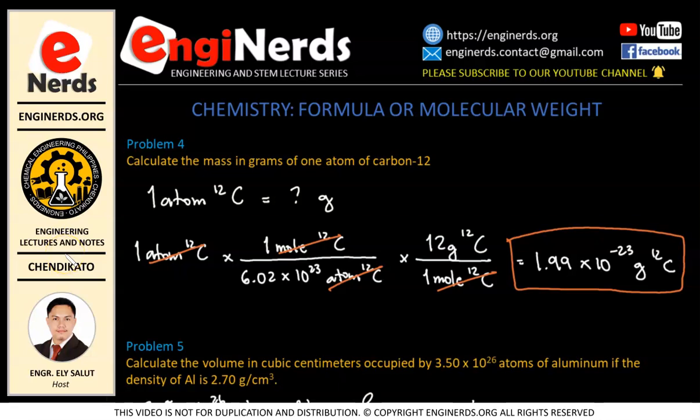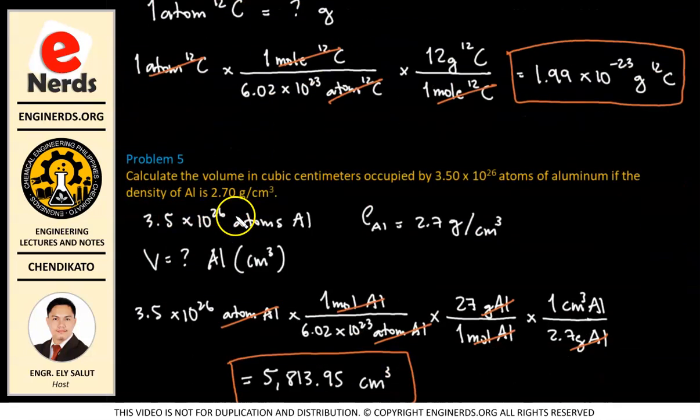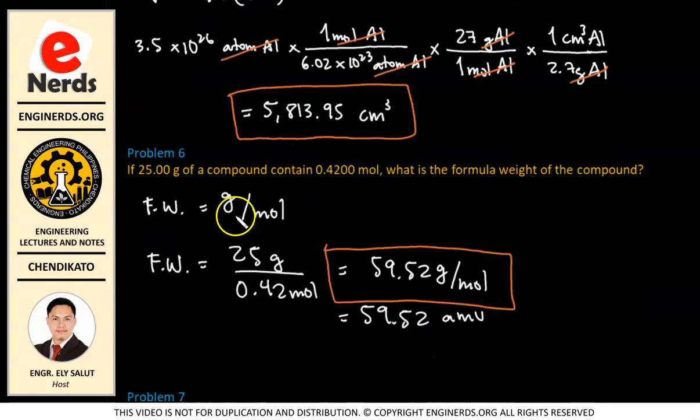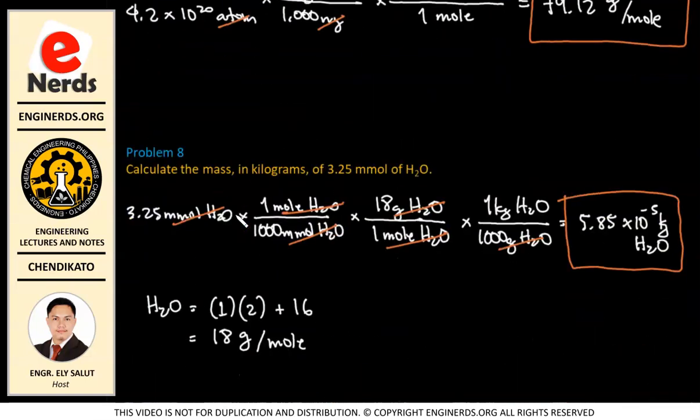Hi guys, today we're going to continue our lecture in chemistry involving formula or molecular weight. Since we discussed the concept behind this topic earlier, now we're going to continue solving problems. So we start now at problem number 4, because we just finished solving problems 1, 2, and 3. In this video, we're going to solve 5 problems: problems 4, 5, 6, 7, and 8.